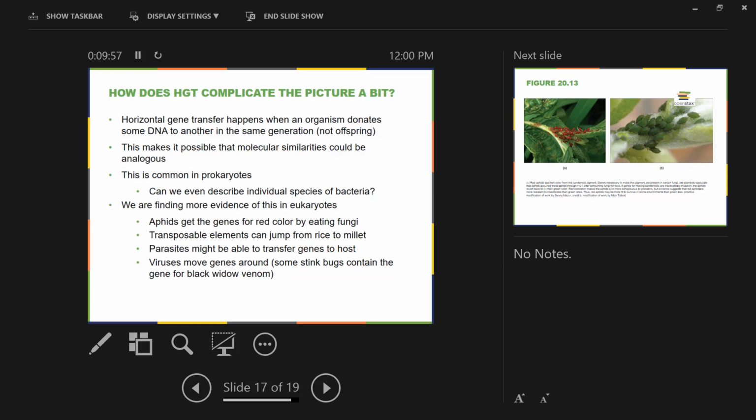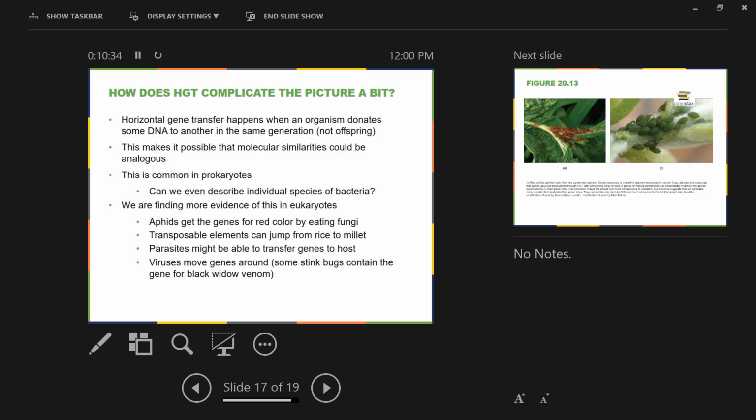We know that viruses have the potential to do this because viruses will insert their own DNA into the host genome, and then when it pops out to build a new virus, it pulls some of that host DNA with it. And so there are some stink bug species that have the exact gene in proper form to make black widow toxin. Now, they don't have a means of delivering it like black widows do, but they now have a gene to produce black widow toxin that builds up in some of their tissues without having any means to inject it like a black widow spider does.